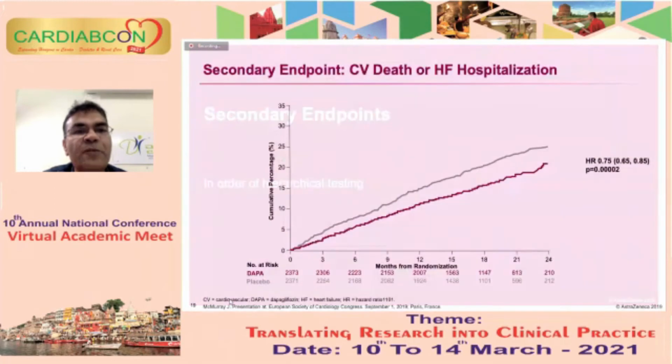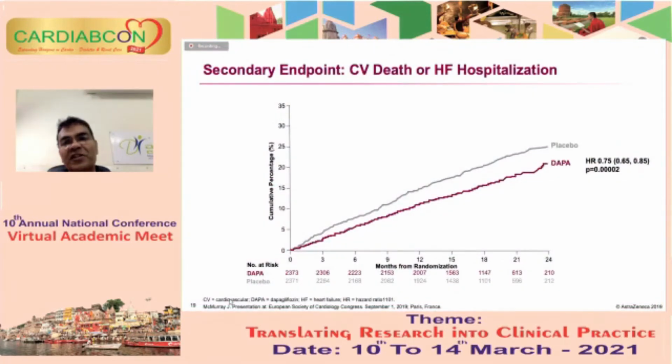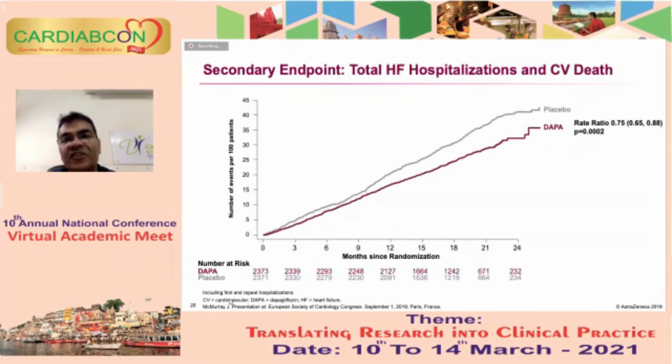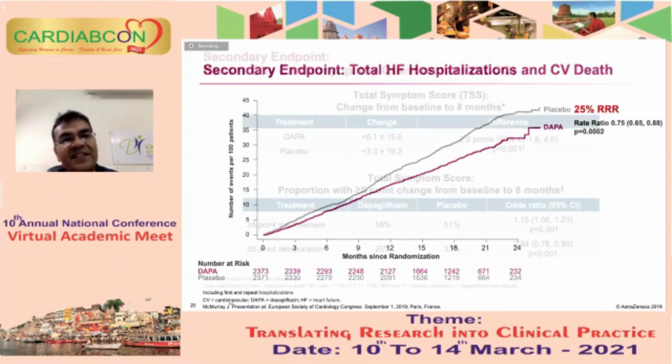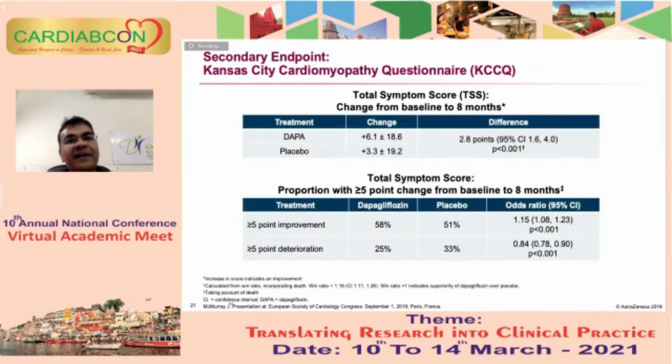The secondary endpoint, the CV death and hospitalization for heart failure, again, there was a significant improvement with 25% relative risk reduction. The same way, total heart failure hospitalization and CV death, again, 25% relative risk reduction. And even the cardiomyopathy questionnaire, that's very important as far as quality of life is concerned, that was also found to be better in the patients who were on DAPA.